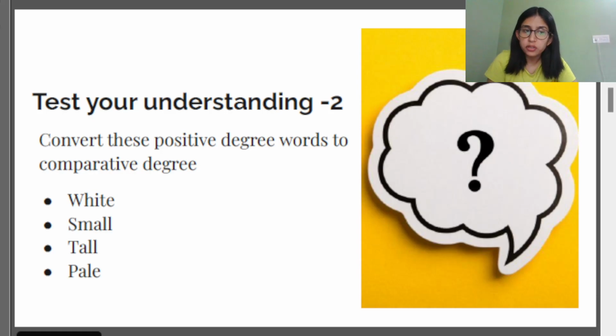White, whiter, small, smaller, tall, taller. And for pale, as E is already there, we'll be just using R in the end. That way, it will become paler. P-A-L-E-R. So I hope you have given the right response. I'll be checking them later on.